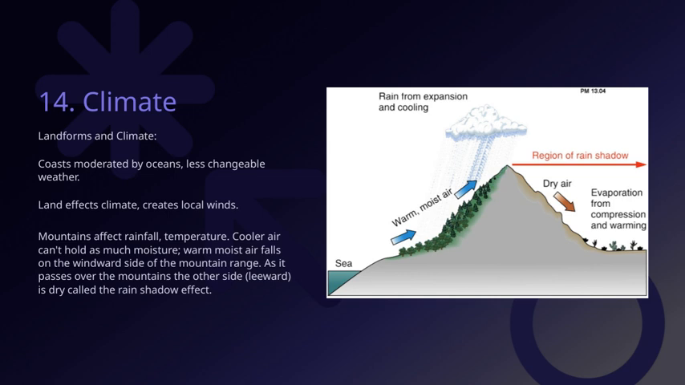As the air continues over the mountain and descends on the leeward side, it warms up again and becomes drier, creating what we call the rain shadow effect.